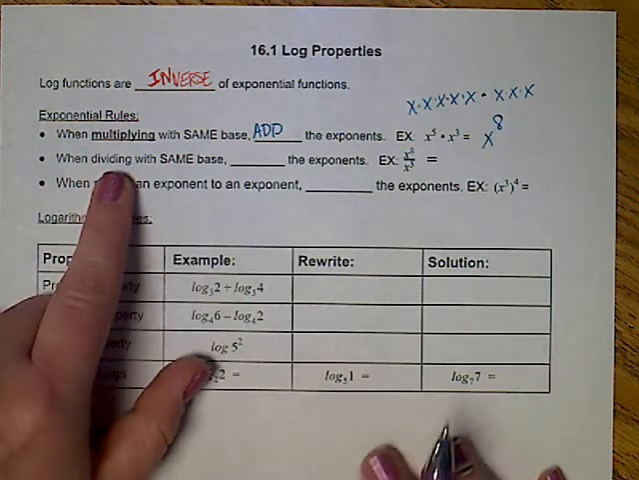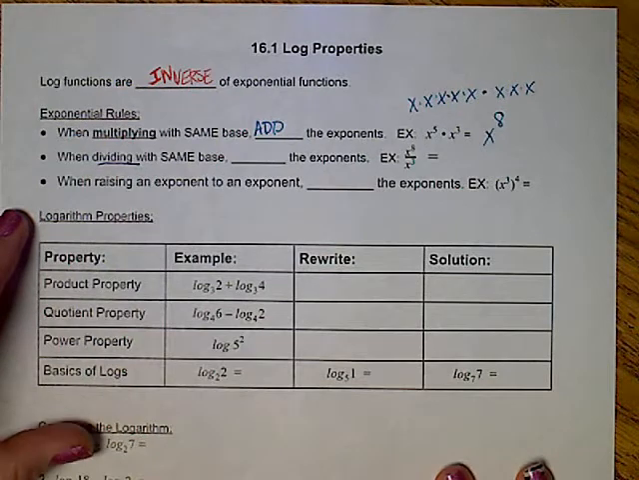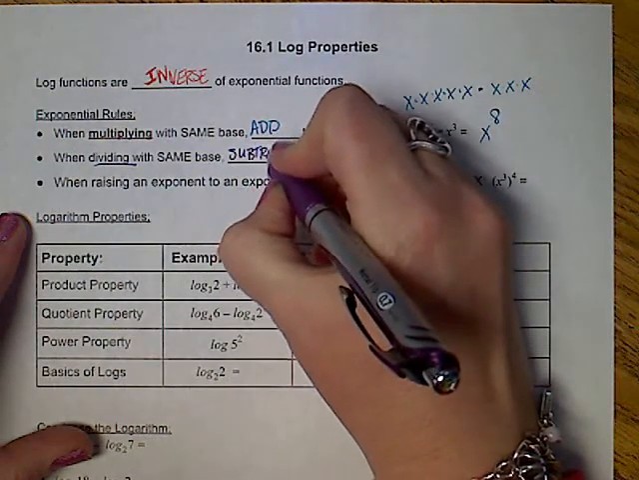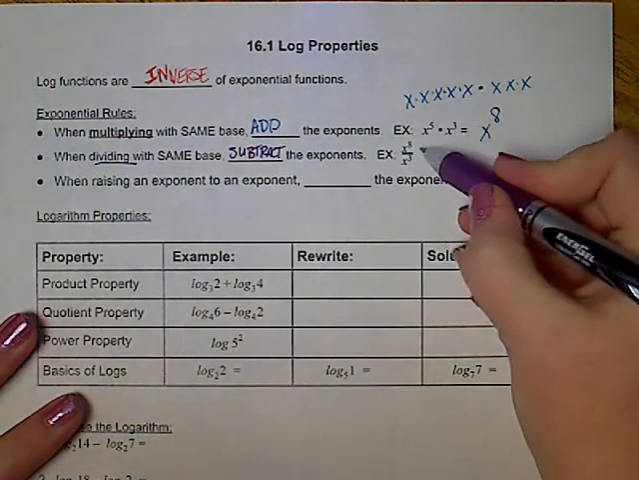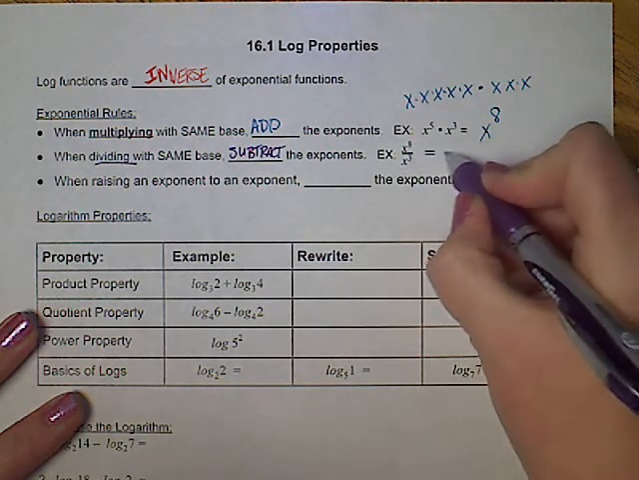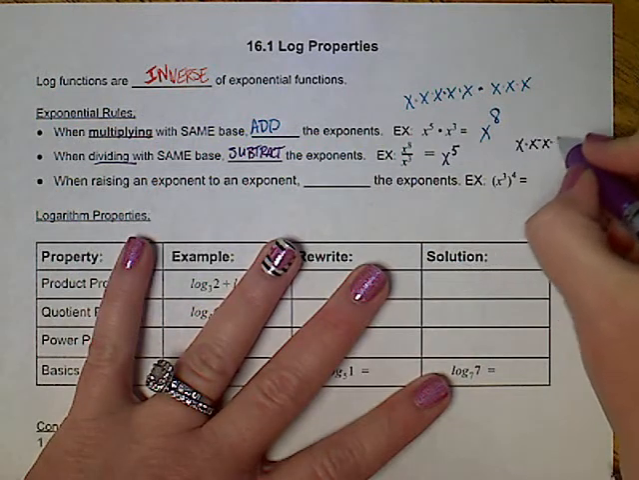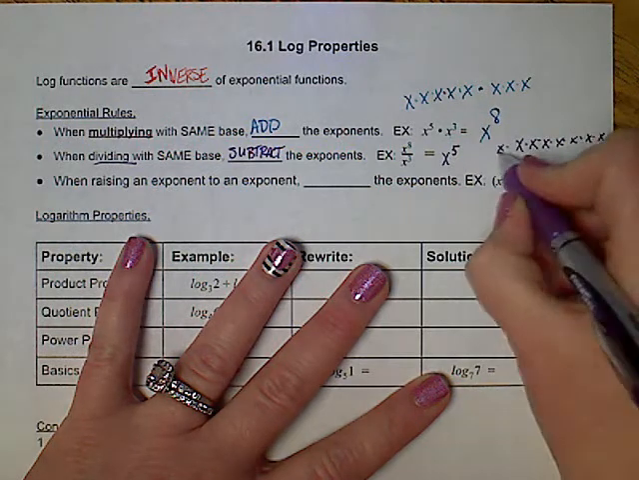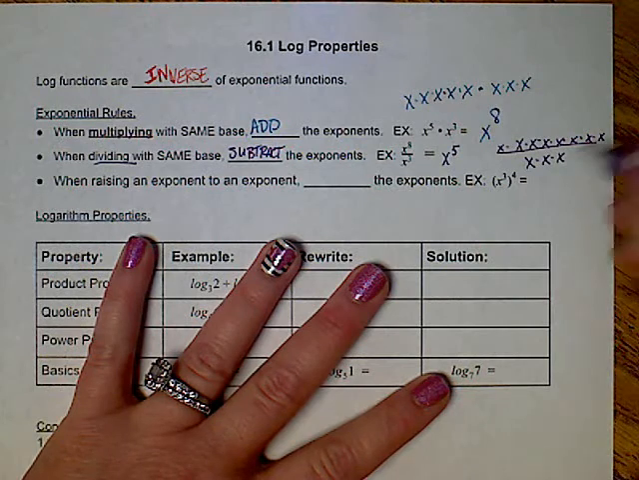Then, when we are dividing with the same base, we are going to subtract the exponents. So right here I have x to the 8th divided by x to the 3rd. I should subtract those. 8 minus 3 is 5. Or what's really happening, 1, 2, 3, 4, 5, 6, 7, 8 x's divided by x to the 3rd, which would be 3.